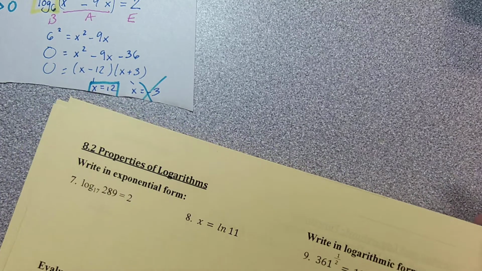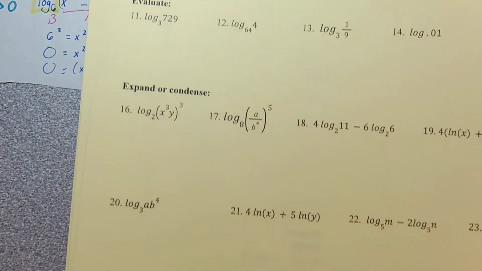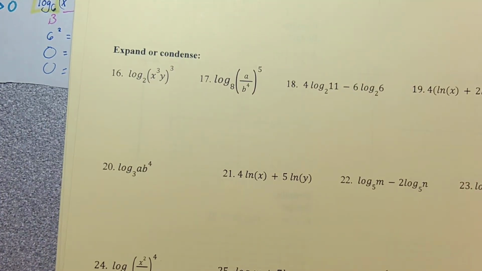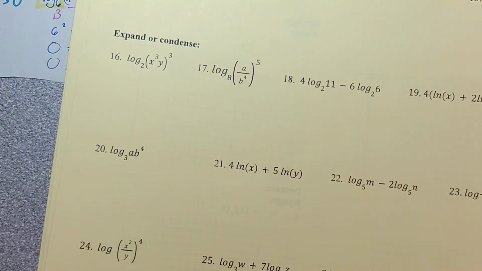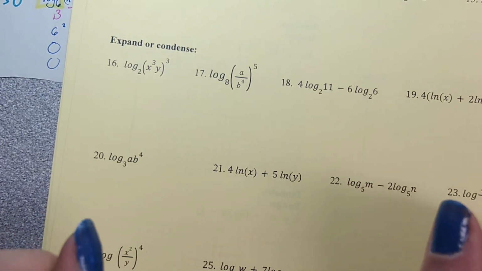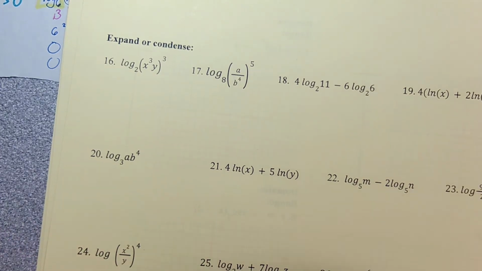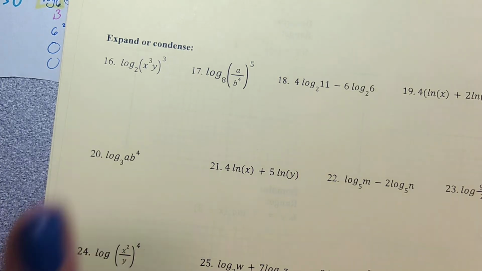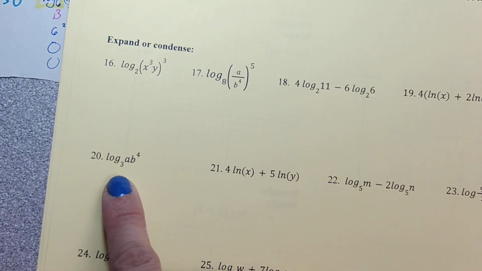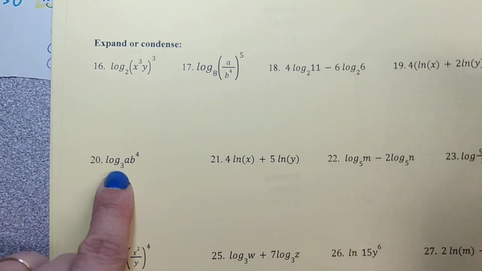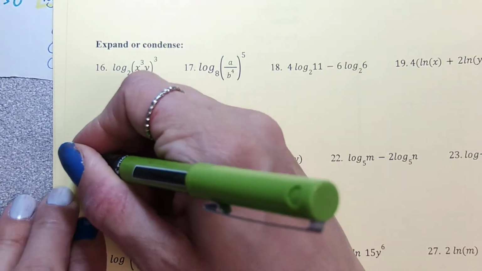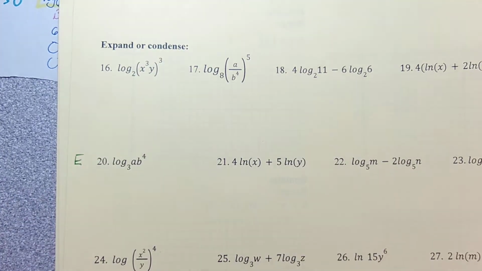All right, number 20. So expanding and condensing. Expanding, we want to get as many possible logs as possible. Remember, expand everything on the land. And then condense, we want to send our coefficients to the clouds and get a single log. So folks, number 20, I am starting with a single log, so it's already as condensed as it will go. So we want to try to expand this one.